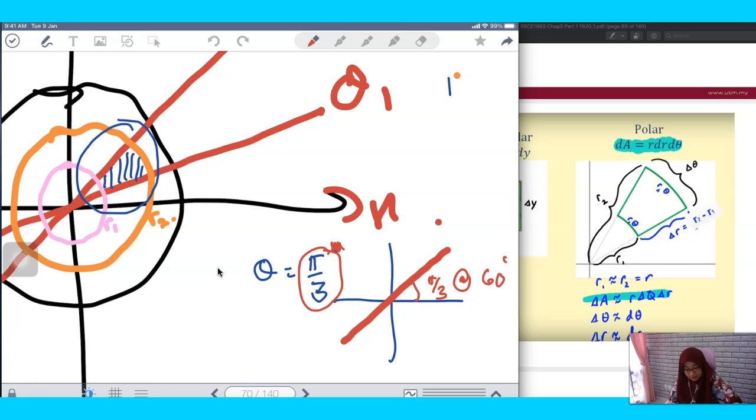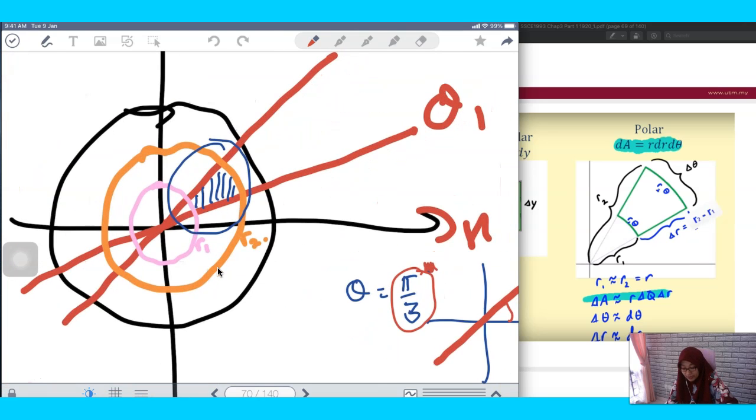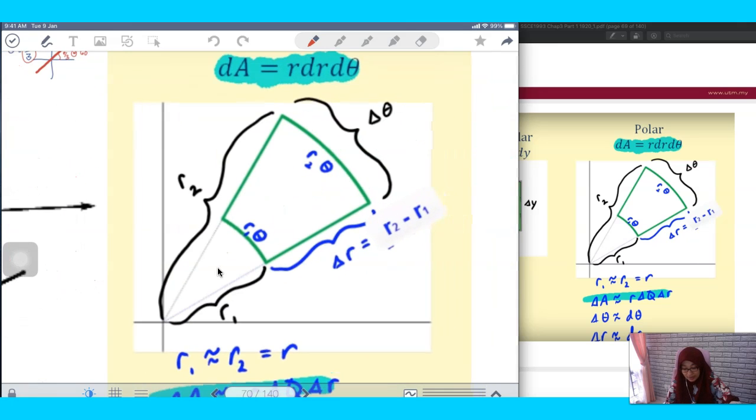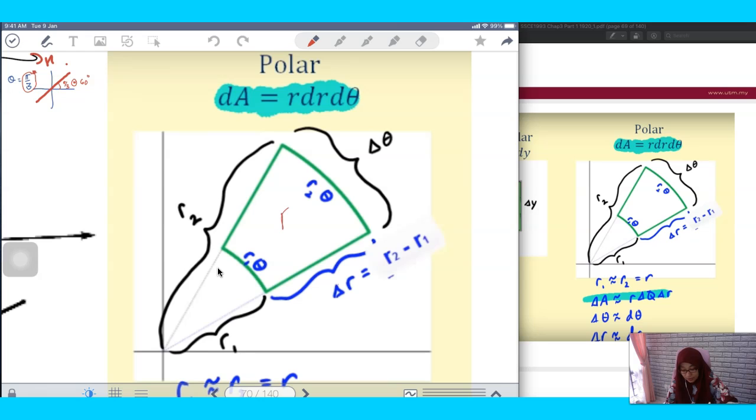60 degrees. Okay, so now we want to find out what is the limit of r and what is the limit of theta, if your region is part of a circle and also with some angle. Now let's say that is the r. This is your r now, where it's bounded by theta 1, theta 2, and also r1 and r2.